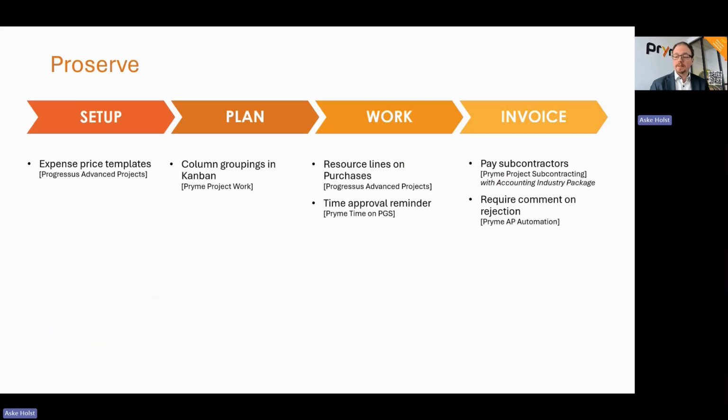Then we have resource lines on purchases in the work area and a new time approval reminder for time. And in the invoicing area, we have actually one entry which shouldn't be there. And then we have requiring comments on AP automation. I will be quite quick today. So let's get right into it.